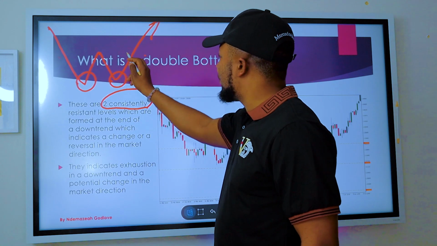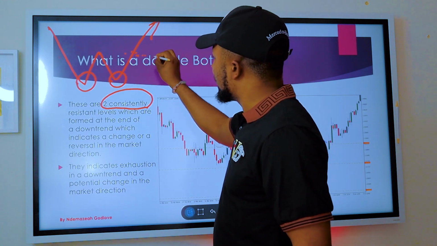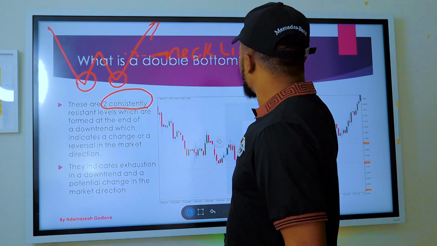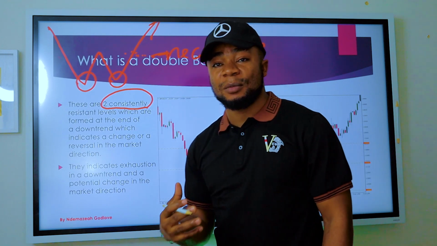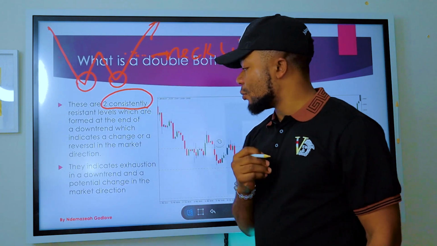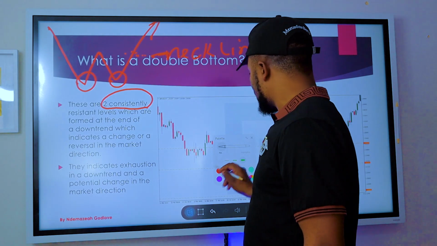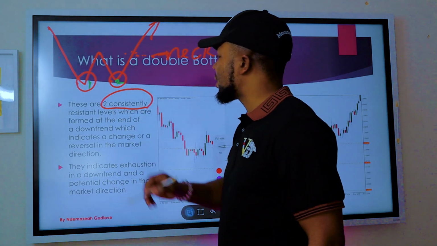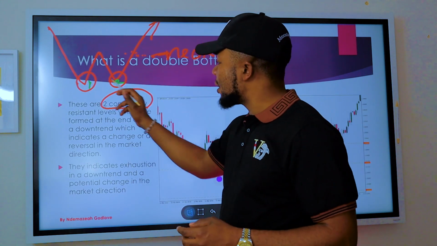And when it got to this level, it broke this level, which is called the neckline. I'll explain more about the neckline when we go into how you can trade double bottoms and double tops. So that is just an example of a double bottom. Here we have our first bottom, and here we have our second bottom. That is why we have a double bottom: there are two bottoms, 1, 2.